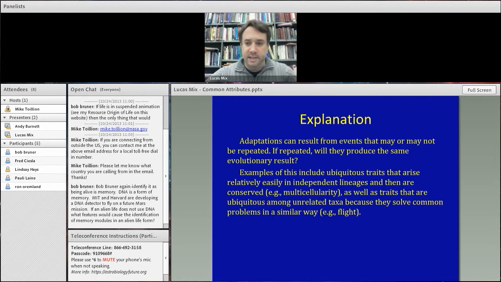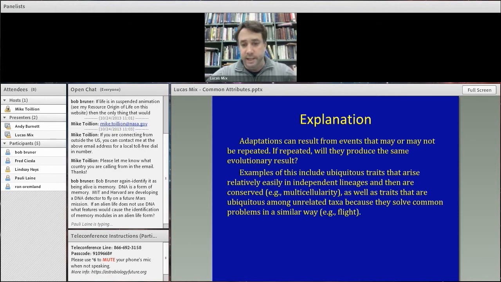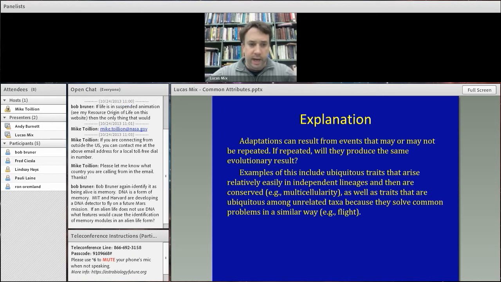Adaptations can result from events that may or may not be repeated. If repeated, we wonder, will they always produce the same evolutionary result? Examples of this include ubiquitous traits that arise relatively easily in independent lineages and then are conserved, as in the case of multicellularity. Also traits that are ubiquitous among unrelated taxa because they solve common problems in a similar way.